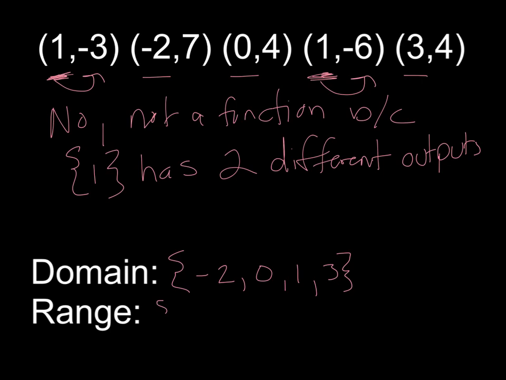And then for the range, again, we're going to go from least to greatest. So the smallest y value I see is -6, then -3, then there's 4 twice. And note that that is not actually a problem for it being a function, the fact that there's 2 repeat outputs. It's just really a fact that there's 2 repeat inputs that have different outputs.